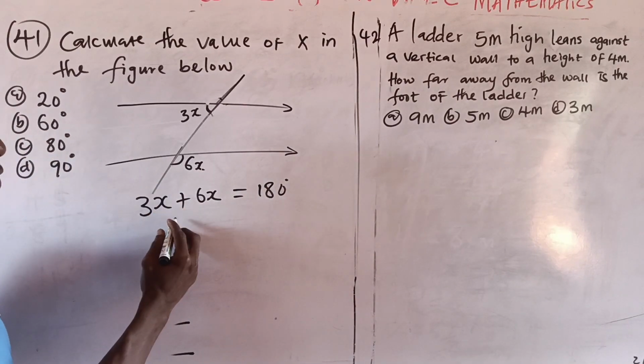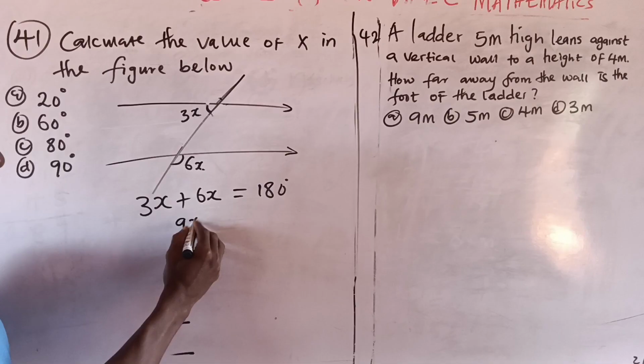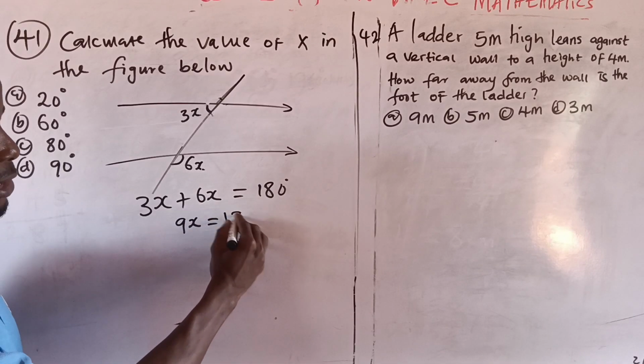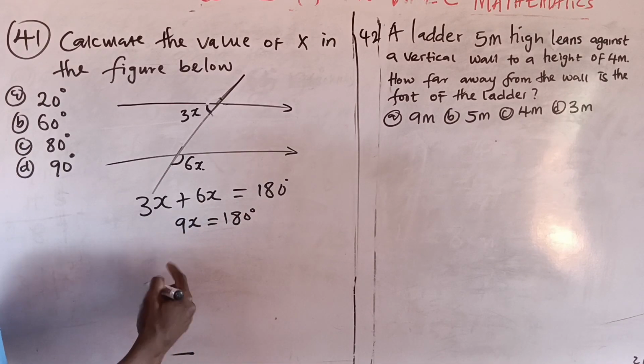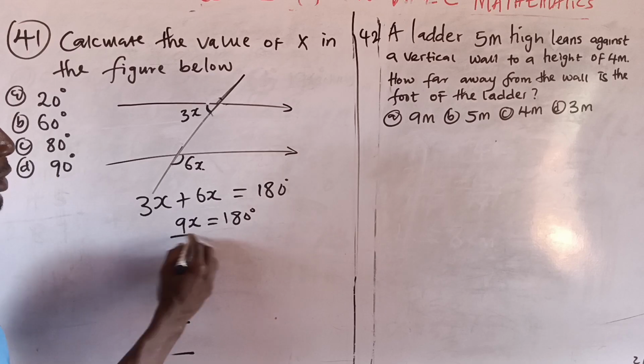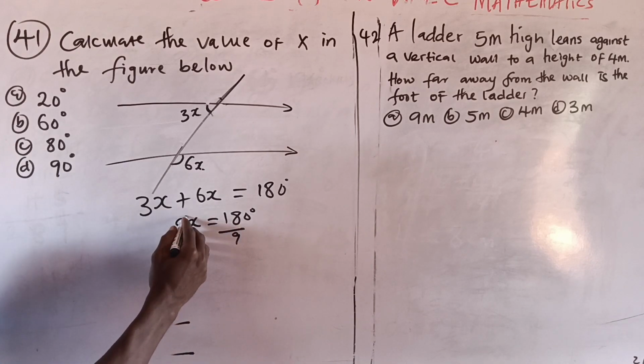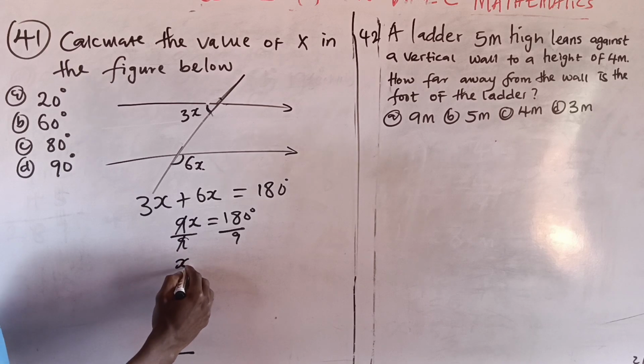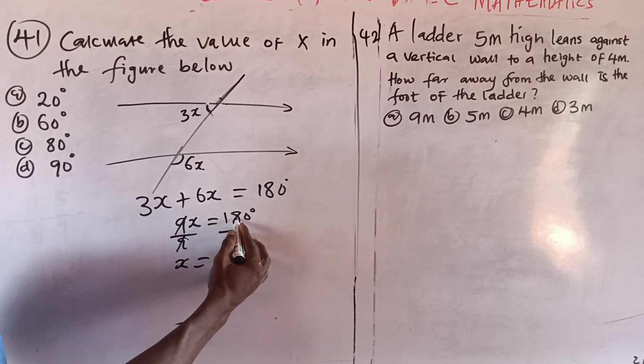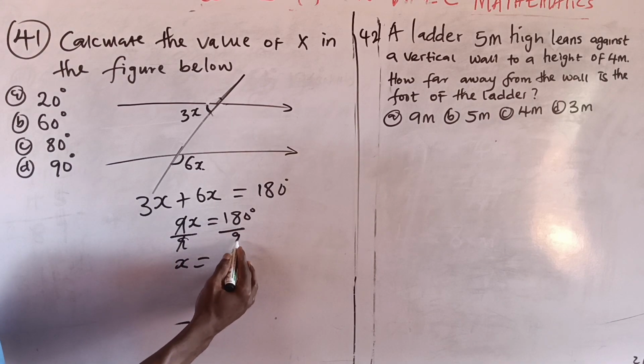So 3s plus 6s will give us 9s equals 180 degrees. So what do we do now? We divide all through by 9 in order to get the s. So 9 cancels 9, we are left with s. So 180 divided by 9.